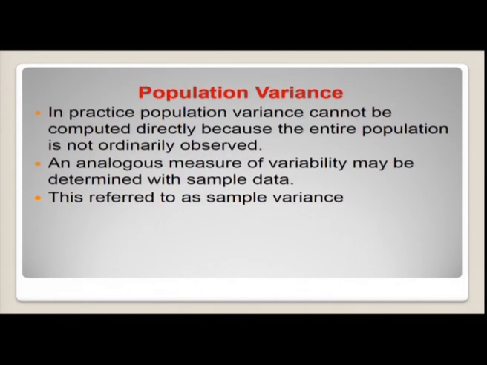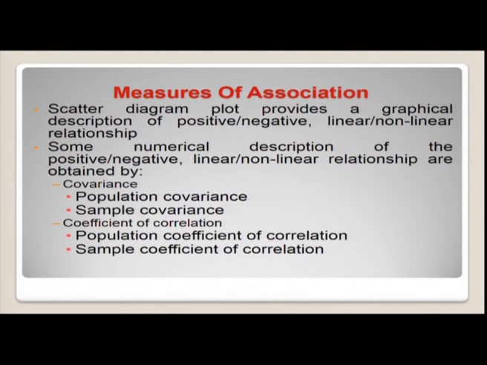In practice, population variance cannot be computed directly because the entire population is not ordinarily observed, and an analogous measure of variability may be determined with sample data. This is referred to as sample variance. Now, let us see the measures of association. A scatter diagram plot provides a graphical description of positive, negative, linear and non-linear relationships, which are obtained by covariance, called population covariance or sample covariance. The coefficient of correlation is again classified into population coefficient of correlation and sample coefficient of correlation.